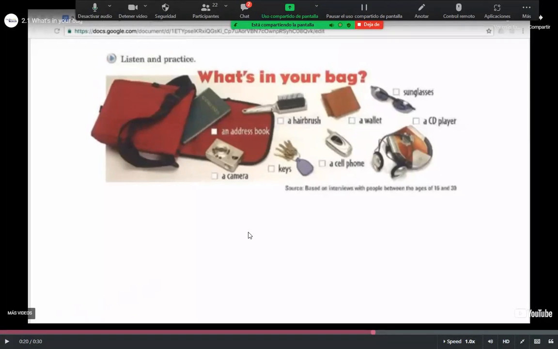Sunglasses. ¿Por qué sunglasses no lleva un artículo? No lleva el A y no lleva el AN tampoco. Porque son dos. Es plural. That's correct. Son dos lentes, right? De sol. Sunglasses, no se necesita article en los plurales. Let's continue.